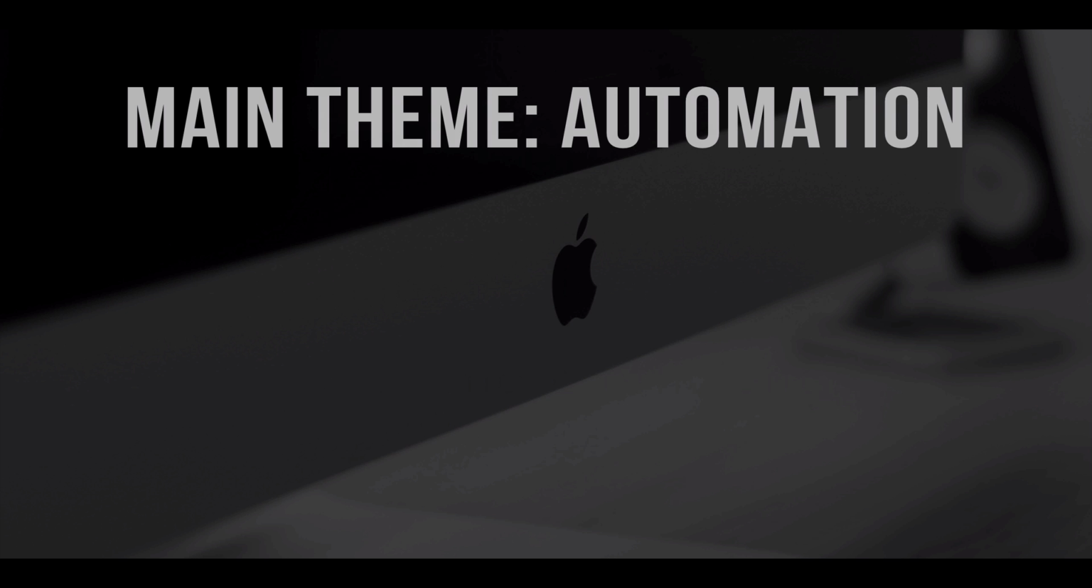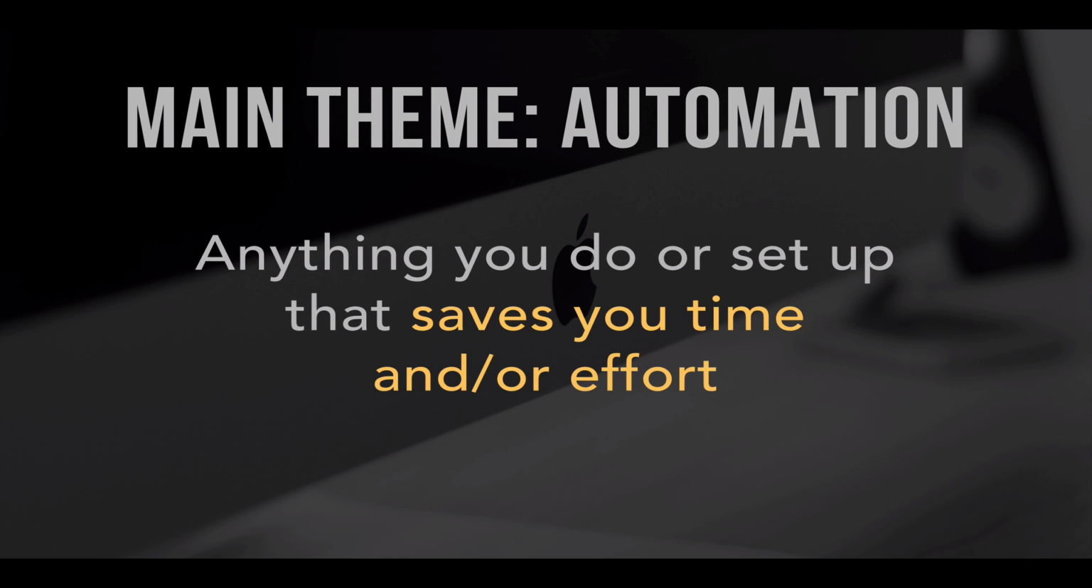The main theme of my talk is automation. And what I mean by automation is anything you do or set up that saves you time and/or effort. So there's ways that we can use the Mac in such a way where we do lots of unnecessary work, or there's ways that we can set it up where things happen in one or two clicks. And the more we do that, again, the better off we are and the more we get done. And so we can go do other things that we love doing.